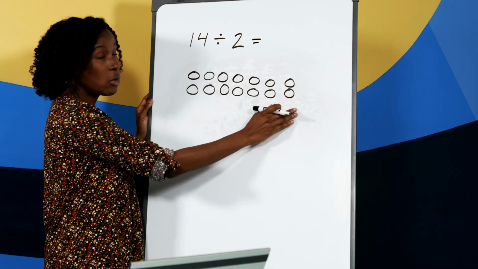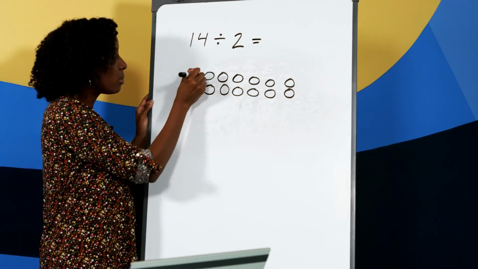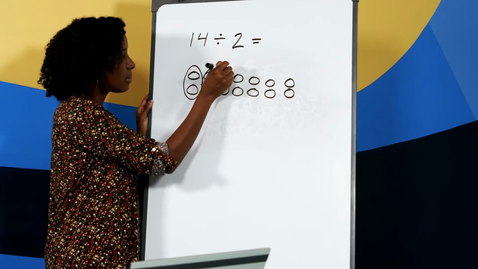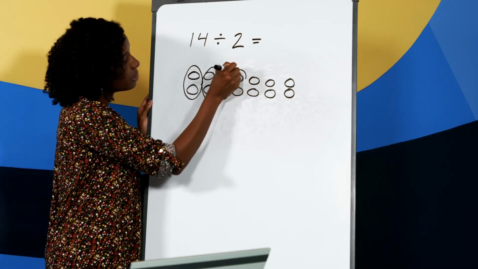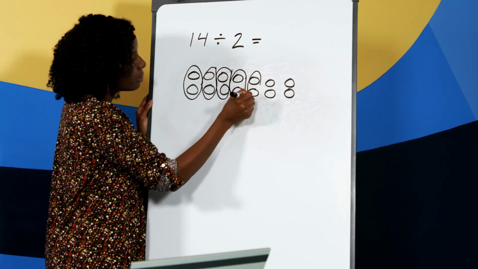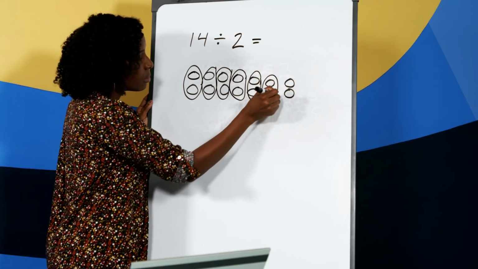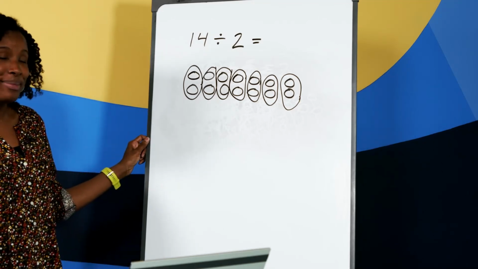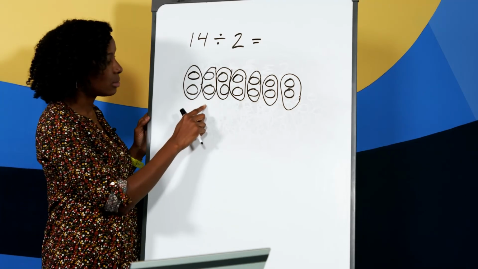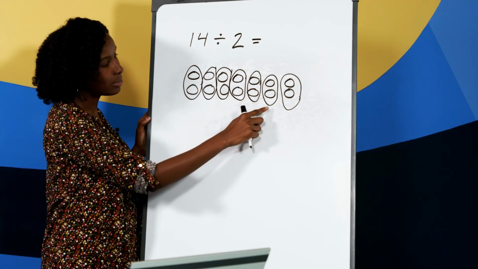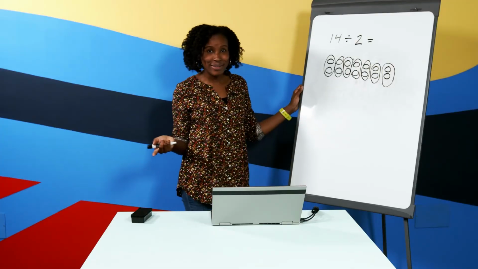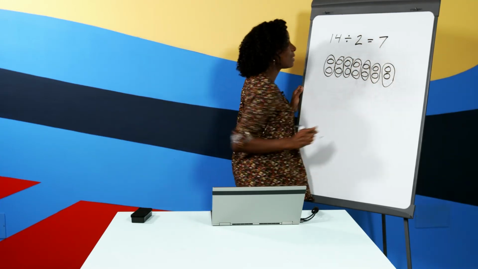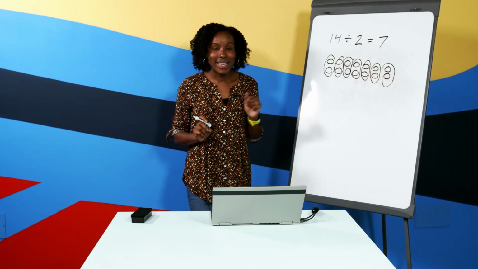So here's our group of 14. We want to circle them into groups of 2. Let's see how many we can make. Will you take a second to count how many groups we've made? Did you get 7? Me too. Our answer there is 7. Way to go.